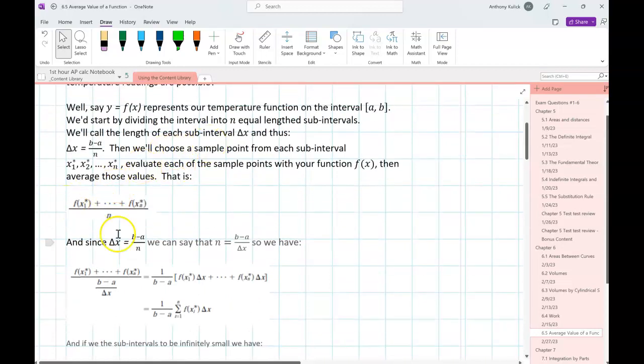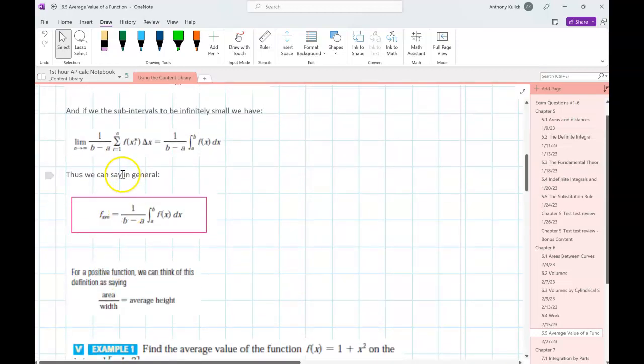So what this boils down to is the average value for a function. We can calculate by doing 1 over the difference in bounds of integration times the integral from a to b of f of x dx.